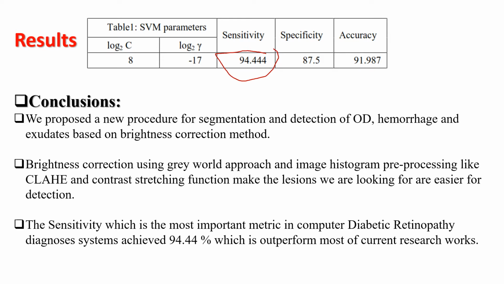Brightness correction using gray world, and image histogram pre-processing like the CLAHE method and the contrast stretching function, helps us. All these image processing methods or techniques help us to detect the lesions more easily. Sensitivity is considered good, but we still need to get better results. So that's what we are going to do in the next two papers.